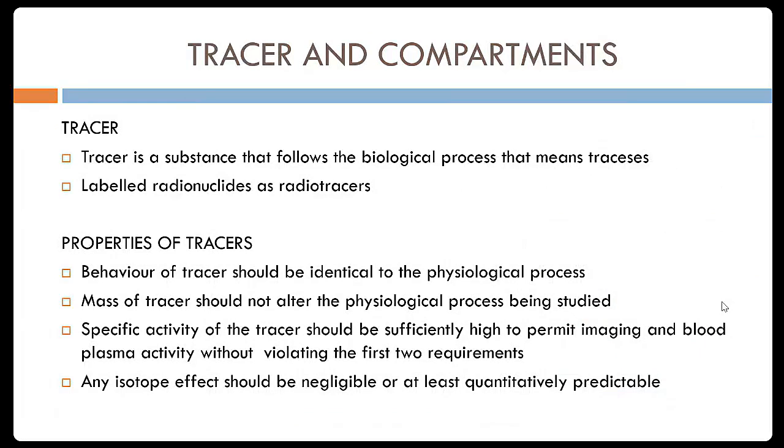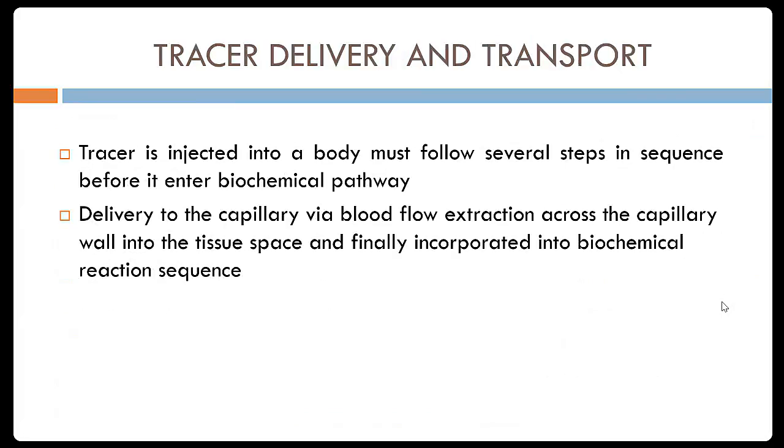Going to the tracer and the compartment. A tracer is a substance which follows the biological process. That means they trace the biological or physiological process. They are also called labeled radionuclides. The main property is that they trace the physiological process and find out the physiological details. If we are giving a larger amount of radiotracer, it should not alter the physiological process, and a small amount of tracer is enough to give more detail. The isotope effect should be negligible or quantitatively predictable.